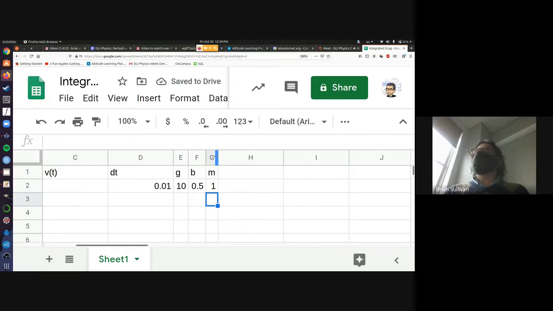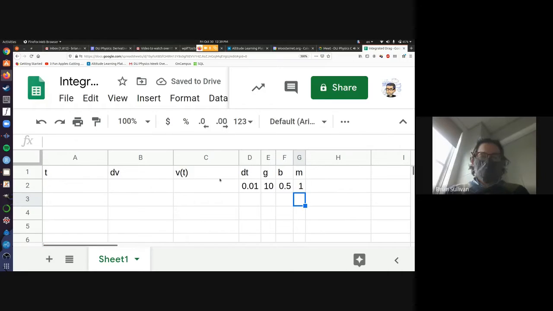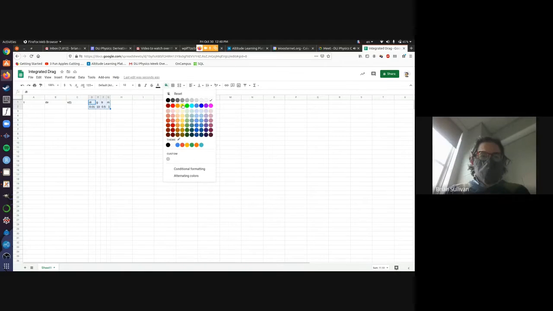Double-clicking on the little cell boundaries like that will zip them up to be just as wide as they need to be. I get the double arrow, double-click. All right. So these are my constants over here. I'll highlight them so they're easier to see. Let's say fill color will be light green.